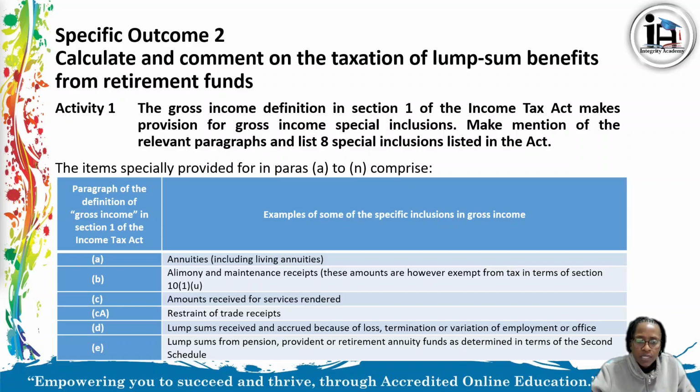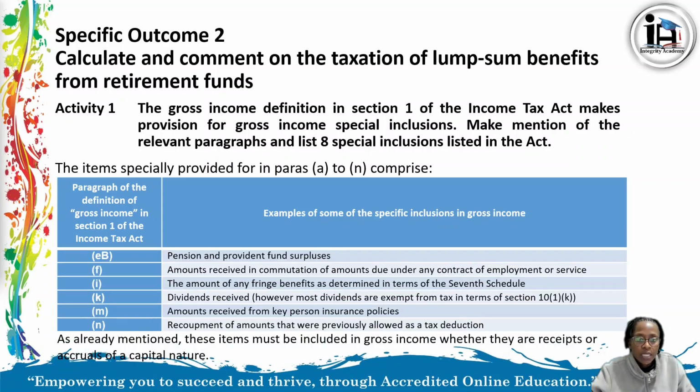(c) Amounts received for services rendered. (cA) Restraint of trade. (d) Lump sums received and accrued because of loss, termination or variation of employment or office. (e) Lump sums from pension, provident or retirement annuity funds as determined in terms of the Second Schedule. (eA) Pension and provident fund surpluses. (f) Amounts received in commutation of amounts due under any contract of employment or service.